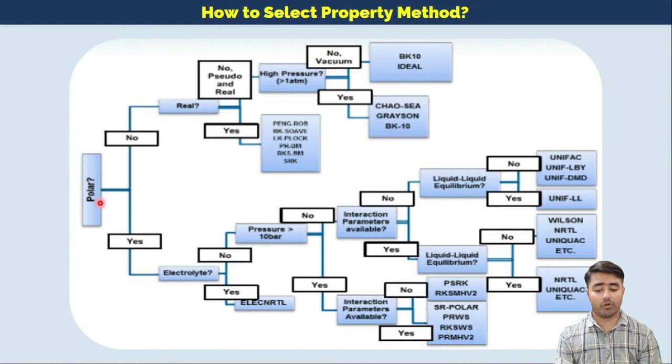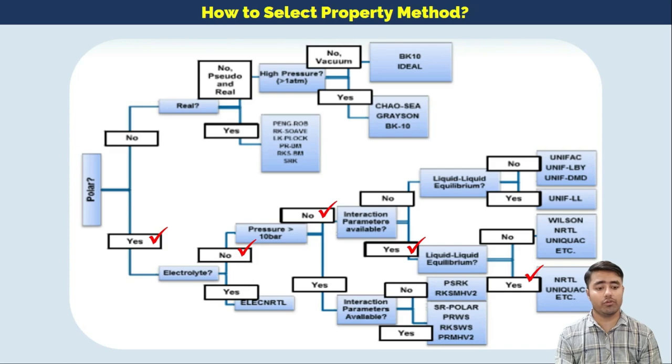This is the chart for selecting the property method. Are your components polar? Yes, our components are polar. Are your components electrolytes? No. Is the pressure greater than 10 bar? No. Is there any interaction parameter available? Yes, available. And is there any liquid-liquid equilibrium? Yes. And for that purpose, we have to use these two methods.